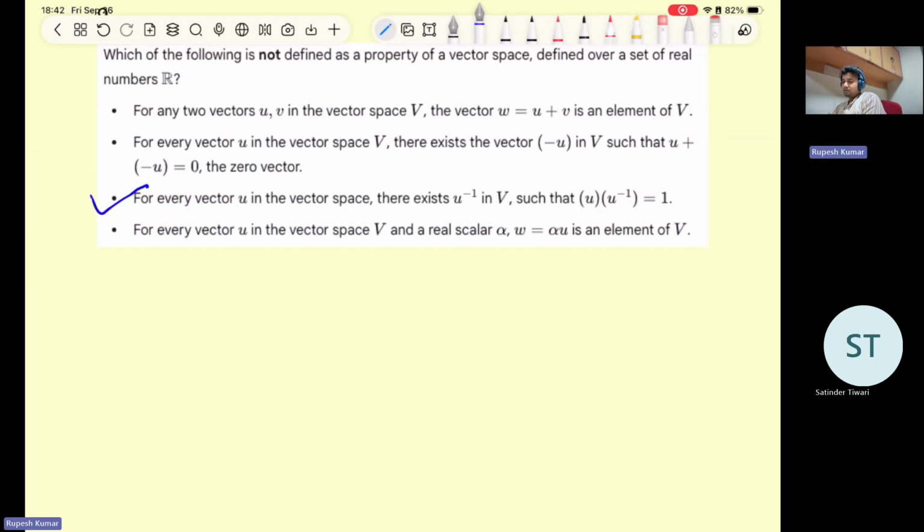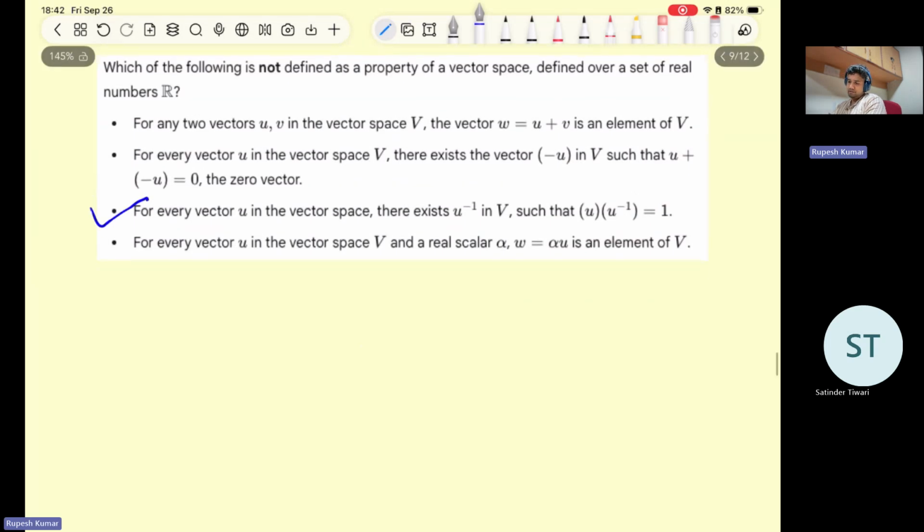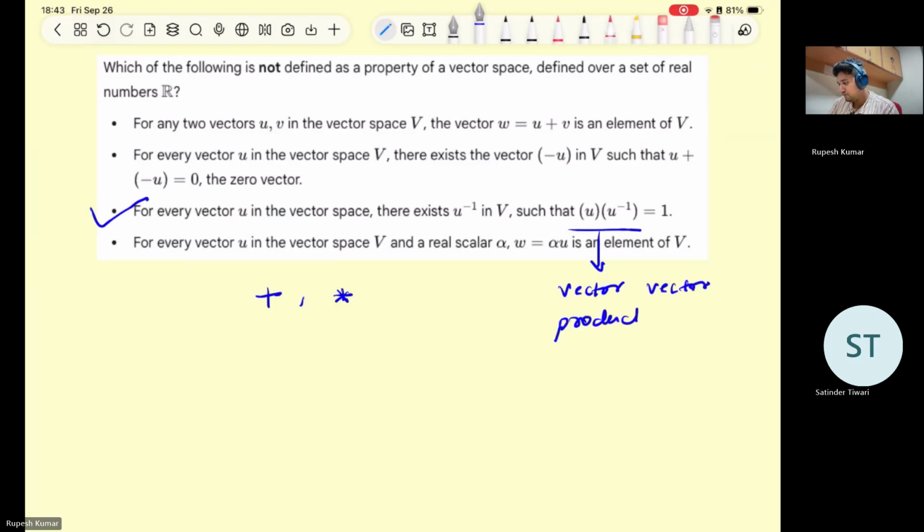Fine, because in vector spaces, the inverse or division is not defined. Yes, sir. Basically, there are only two operations: addition over vectors and scalar product. So this is involving a vector-vector product, which is not defined actually.